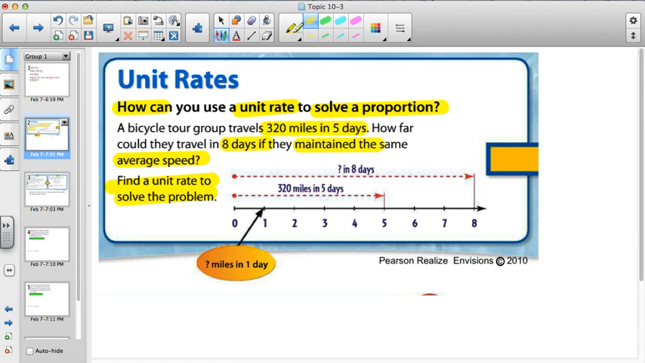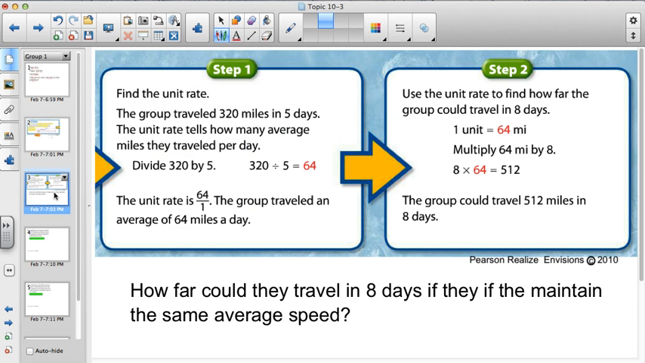Well, the unit rate is actually going to be determined based on this rate of 320 in 5 days. Now remember, in order to figure out a unit rate, we want to know how many miles they travel in just 1 day. And then once we know that, we can certainly take that unit amount and multiply it by 8 in order to get 8 days. Okay? So let's take a look at some of the resources they've given us in the book that help explain it.